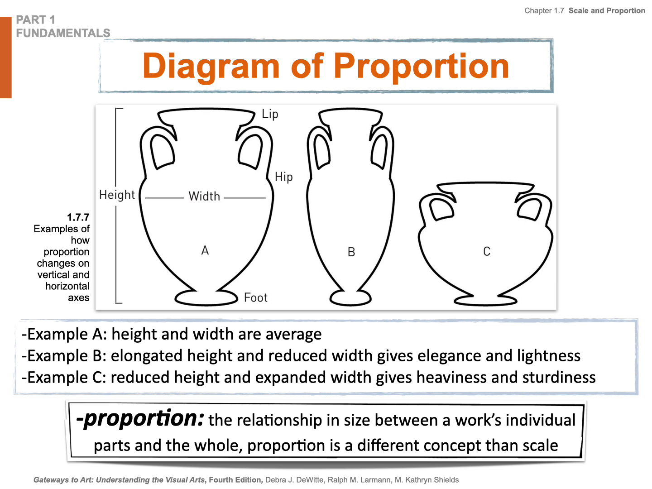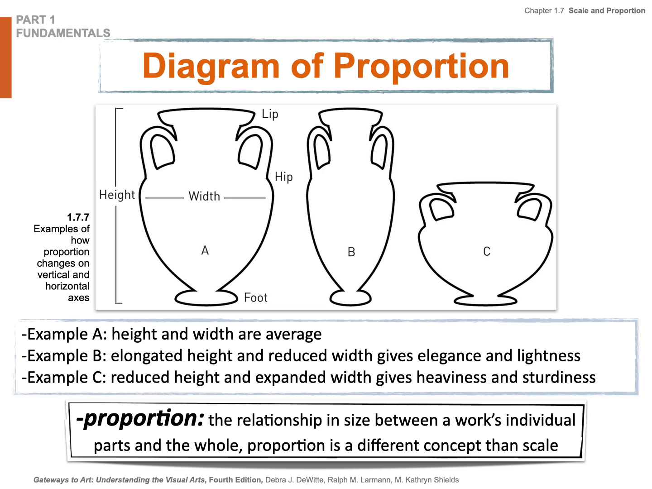Alright, here is proportion, the other principle discussed in this chapter. Proportion is different from scale. Let's try to understand how to articulate that difference by investigating proportion. This diagram of traditional vase shapes can help. Consider vase A on the left as a fairly standard vase shape. Its width and height are average.